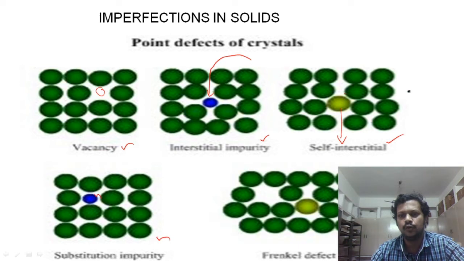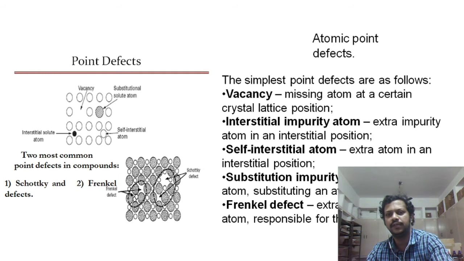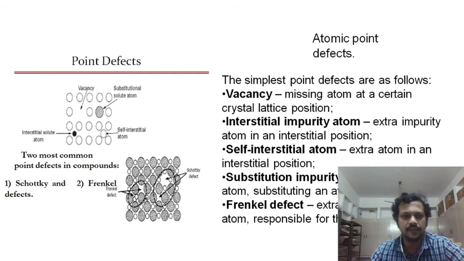Right? And two more defects in point defects are the Schottky defect and the Frenkel defect. Here this one explains the Frenkel defect. I'll explain this too. First, the Schottky defect. The Schottky defect is nothing but the missing of an equal number of anions and cations. And in the Frenkel defect, the occupation of a cation in the interstitial position is called a Frenkel defect.